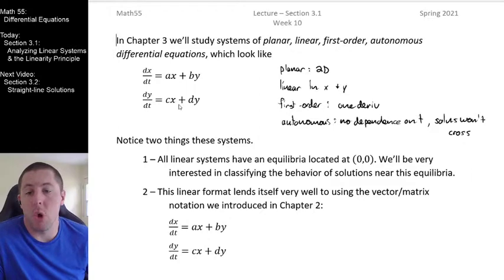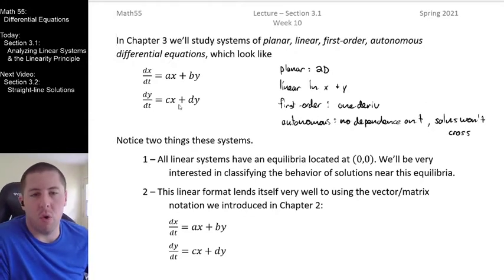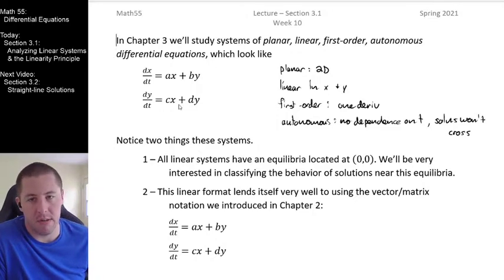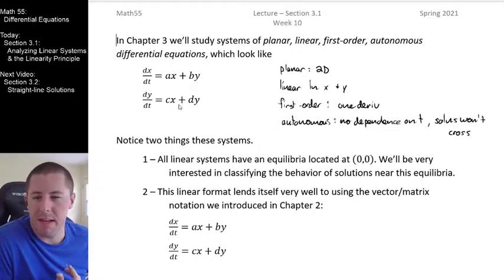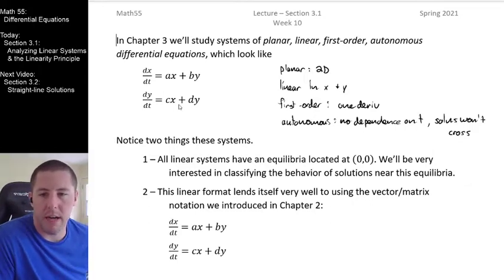Ultimately, I'd say there are two or three large goals overall with chapter 3, and one of those major goals is to classify the equilibrium located at (0, 0) for any linear system. That's probably our biggest single goal of the whole chapter, but there are a couple other things we're looking at here as well.